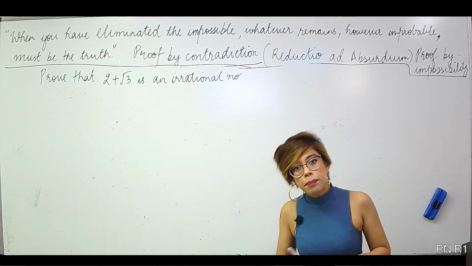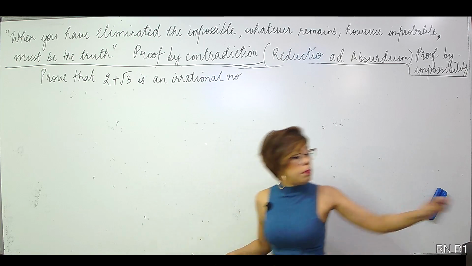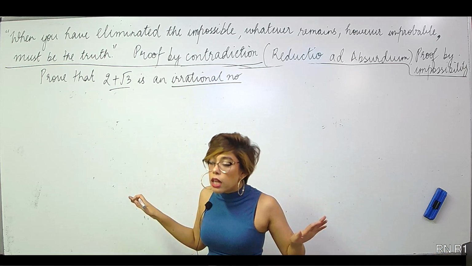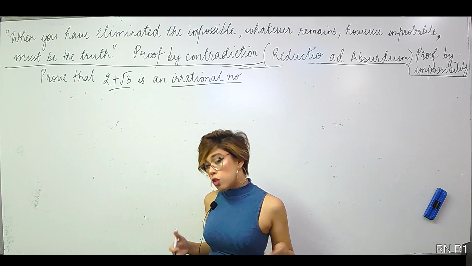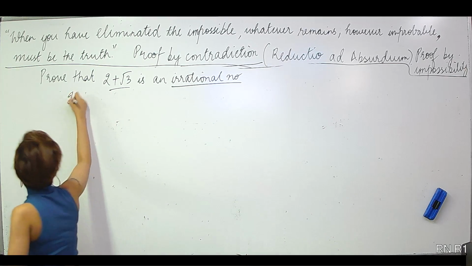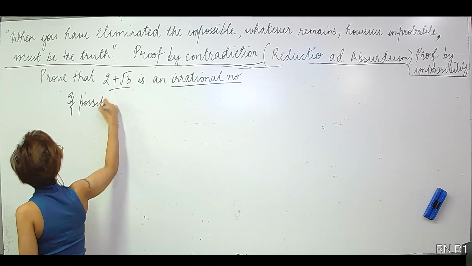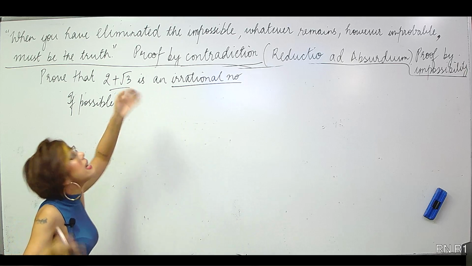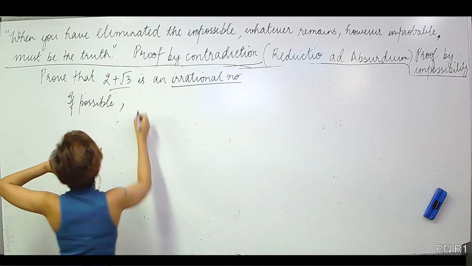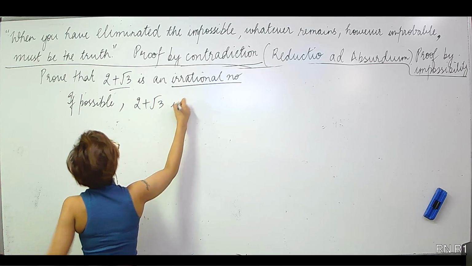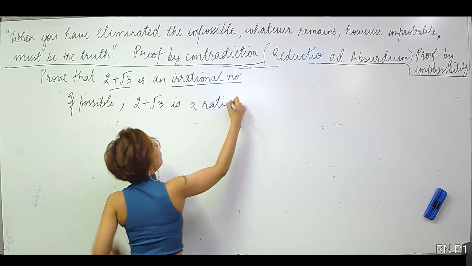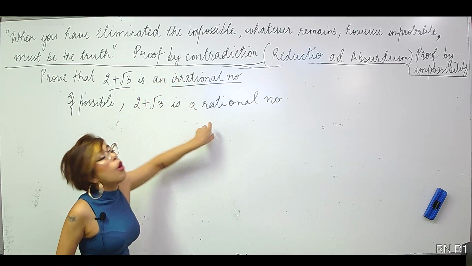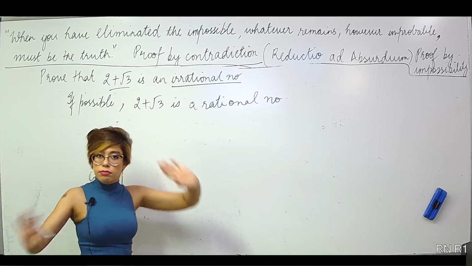I think sufficient time, right? You need to prove that 2 plus root 3 is an irrational number, right? That means I will start with the wrong supposition. So my supposition would be, if possible, that it is a rational number. Wrong supposition means whatever you have to prove, just assume the contrary of it. To prove irrational, assume rational. Done?